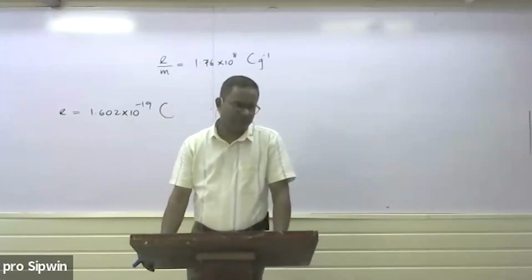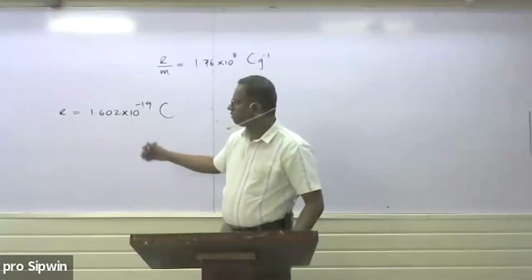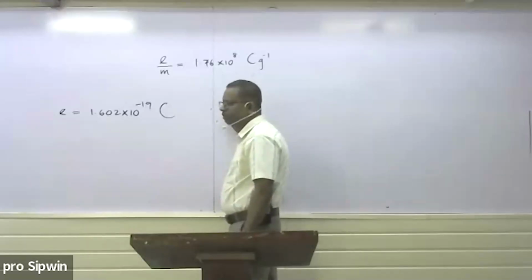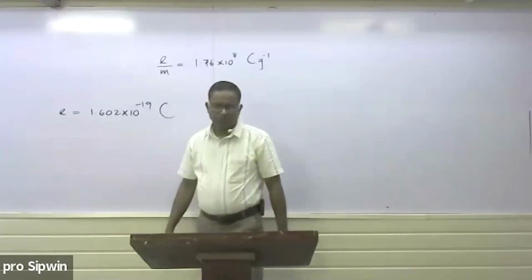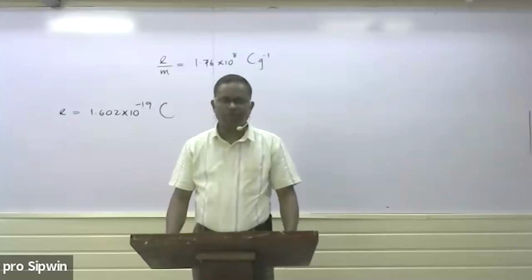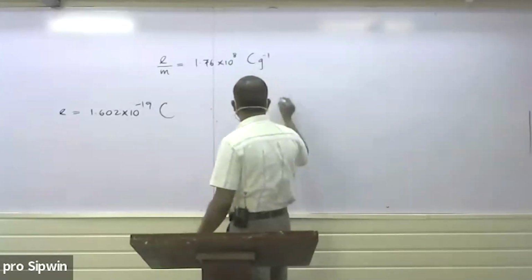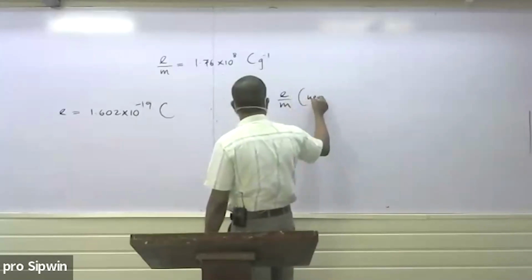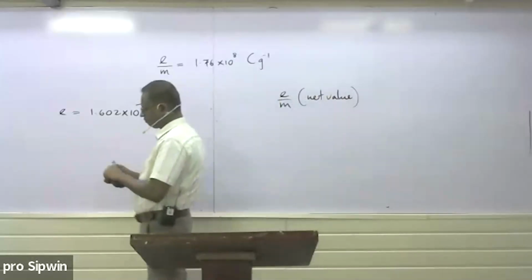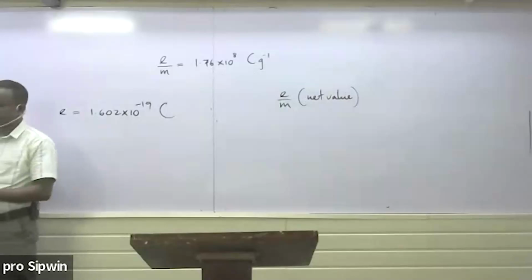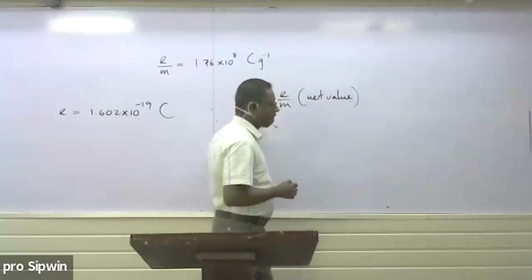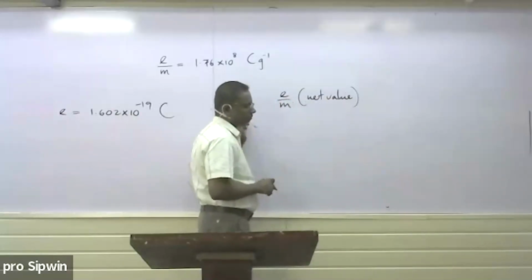But no need to remember. Then next line, right? Using the e/m value, within a bracket, the net value, and the charge of an electron.